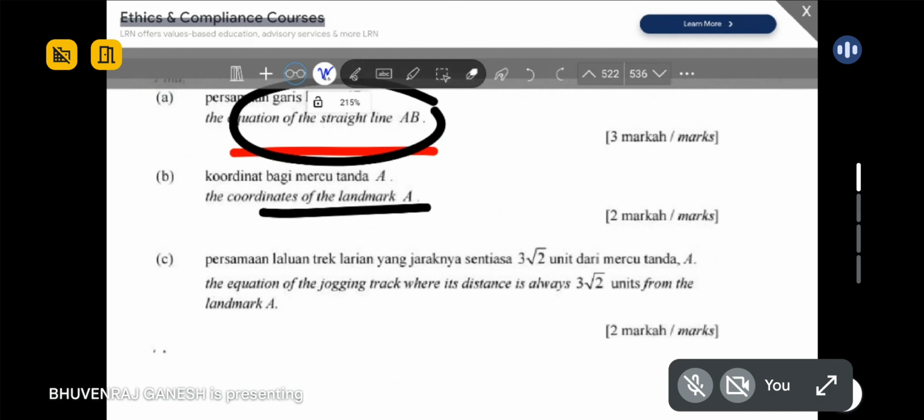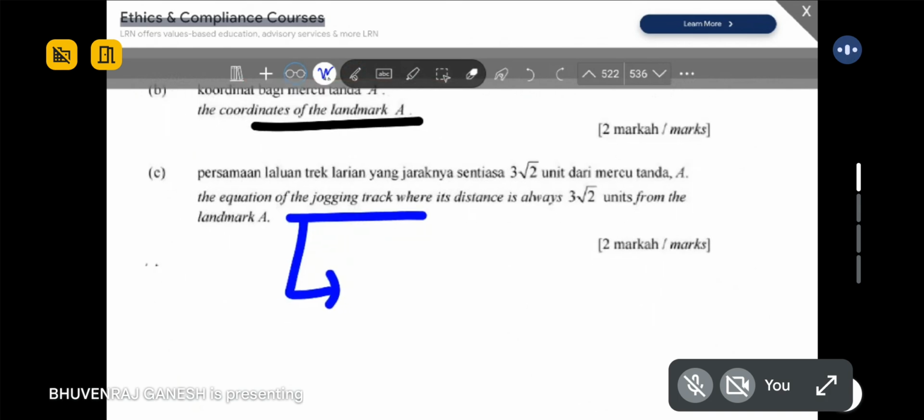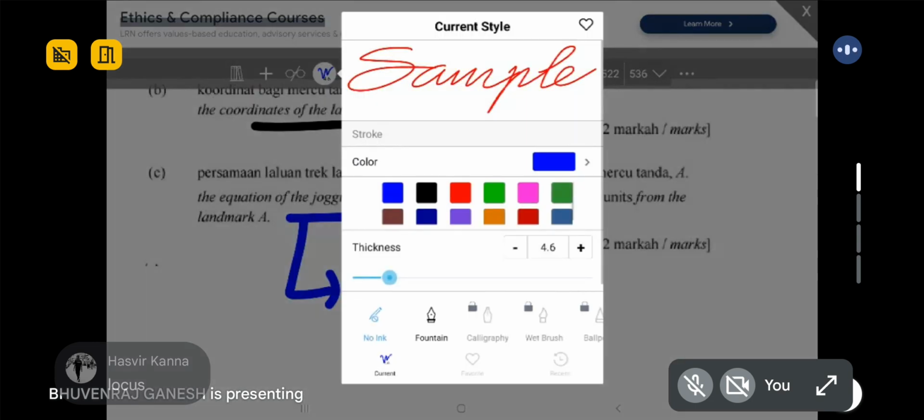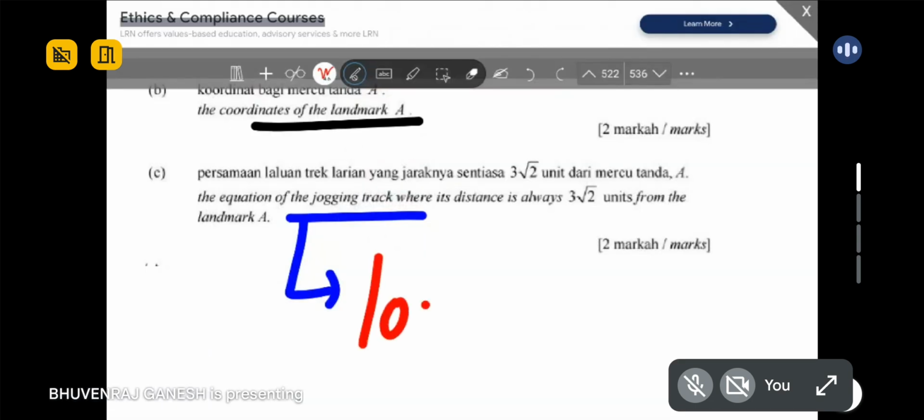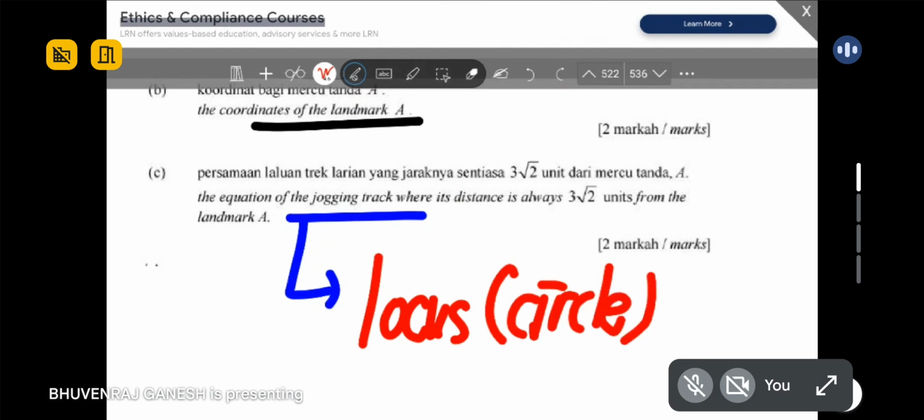Okay, next one. They ask you find the equation of jogging track. Okay, whenever you see this kind of question, right? What does it test you guys? May I know? This one talking about what? What you say? Concept apa? You see that distance always 3 2 unit. Yes, this one is about locus. Locus question. Locus, remember, is a circle, guys. Bulatan. It's just a circle. Okay? So that's why they say it's always 3 2 unit. So this is your radius, jejari.